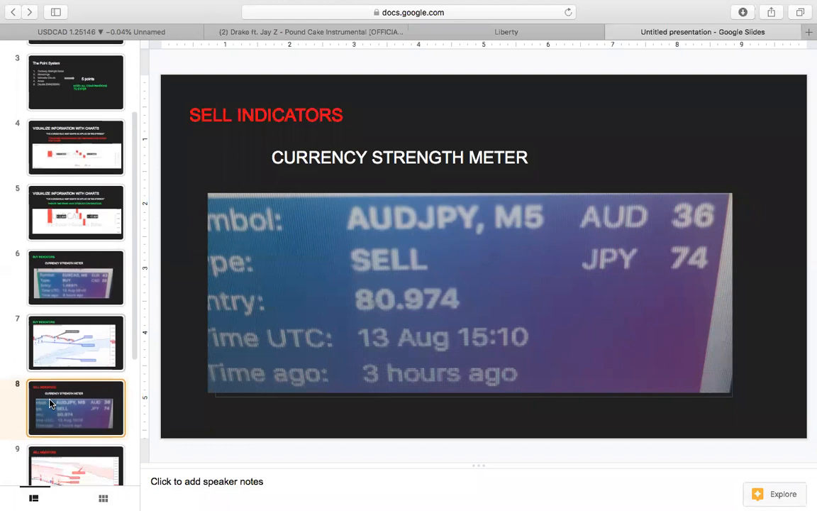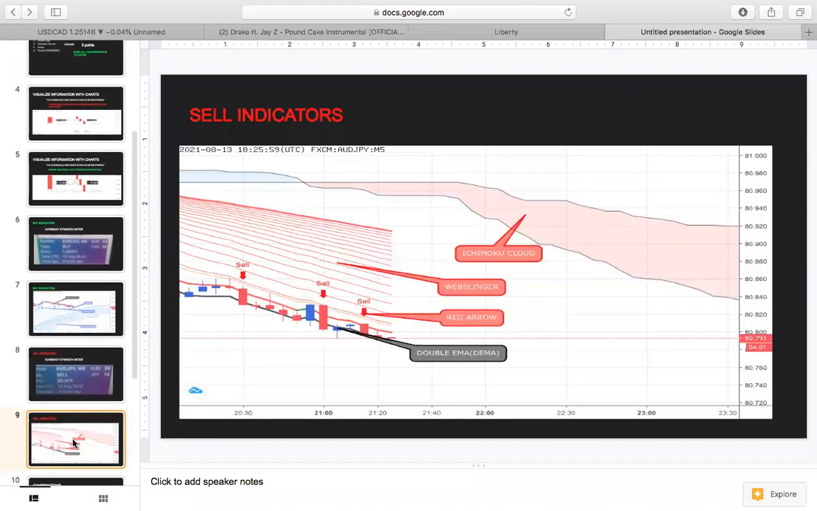Let's move down. Number 9. Cool. So look, the Ichimoku cloud is at the top. It is red right now. Like I say, sometimes it'll be blue, like over here, right?